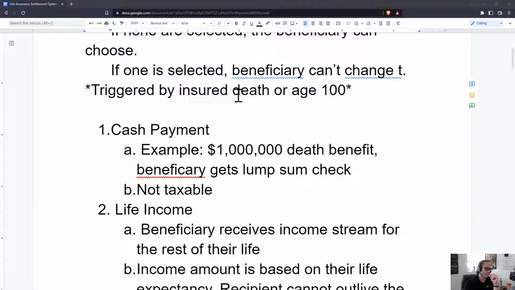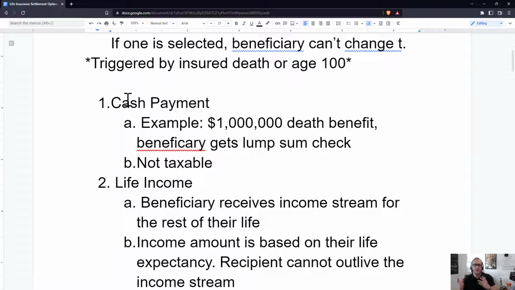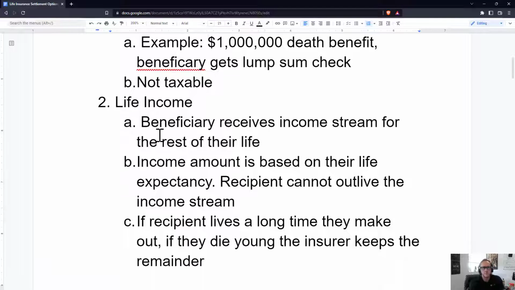Okay, so first one here, cash payment. That's the most simple one, right? Say there's a $1 million death benefit, and then the insured dies, then the beneficiary gets a lump sum check. It's not taxable. Very simple, straight cash check, death benefit.